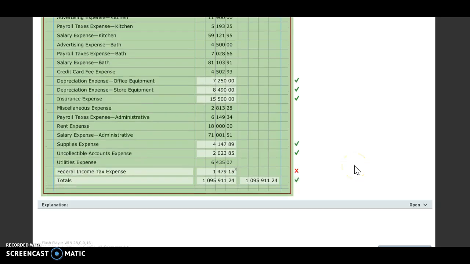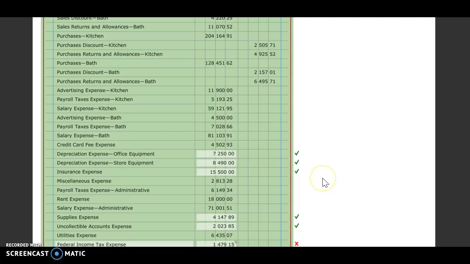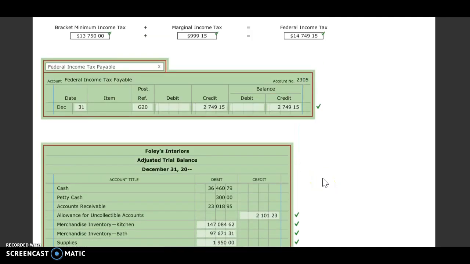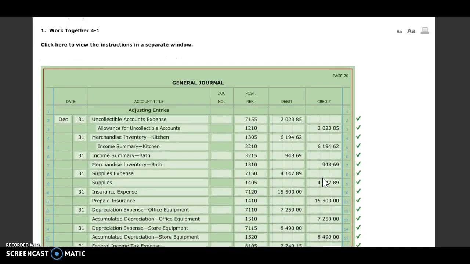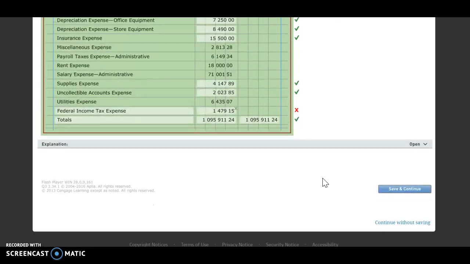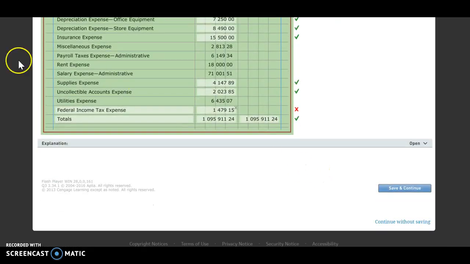Oops, and right there is a perfect example. I didn't double check that. I typed it in right when I was adding up, but I put that number in wrong. It should have been 14,749. Yep, so I missed a number in there. So make sure that you are double checking your work. So do what I say, not what I do, I guess. Save and go on to 4.1 on your own.